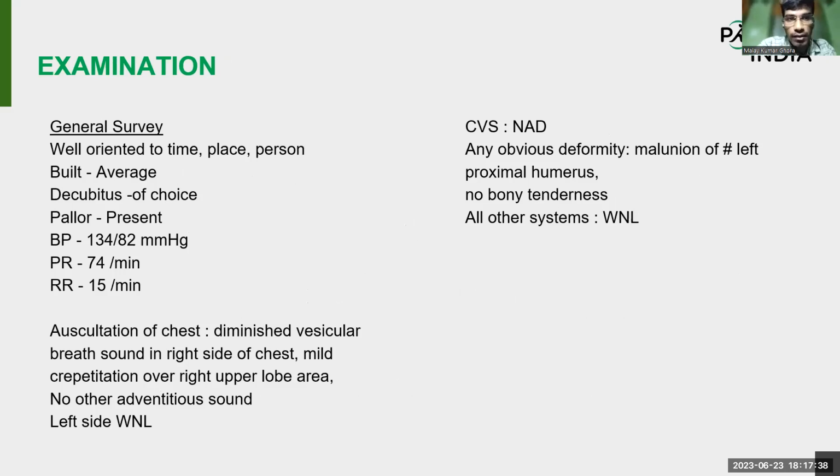Okay, so coming to the next slide, on general examination, essentially everything was normal except for the presence of mild to moderate anemia. On auscultation of the chest, there was diminished vesicular breath sound on the right side, and mild crepitation was also present in the right upper lobe area. There was no associated adventitious sound, and the left side was within normal limits. CVS was within normal limits. Other systems were also within normal limits.